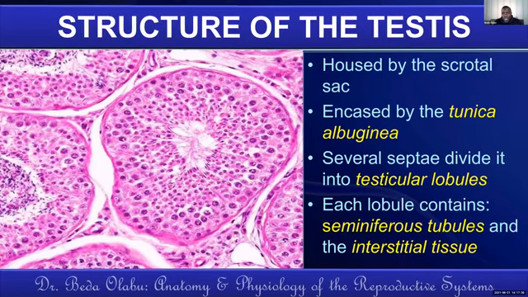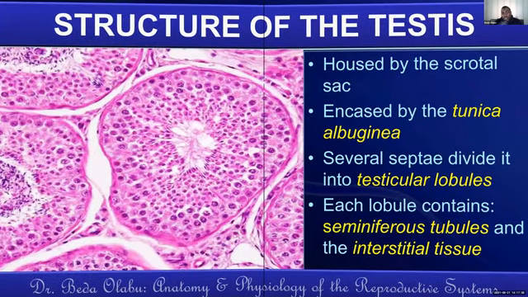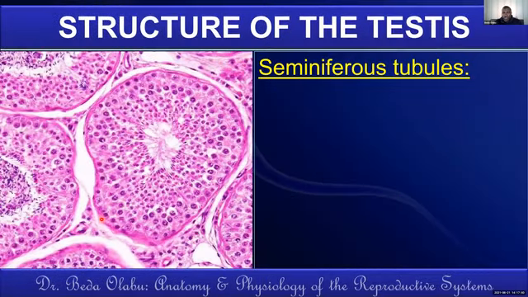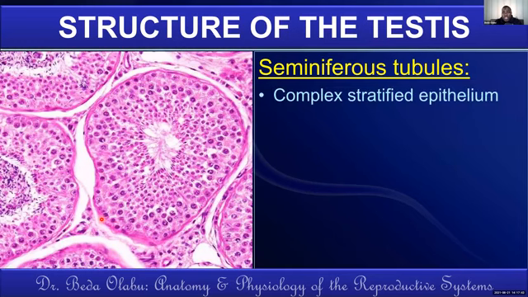So let's talk about the seminiferous tubule first. The seminiferous tubules of the testis are made up of complex stratified epithelium. I hope you do remember the parameters we check when you want to classify epithelium. We said you look at the number of cell layers, and because this one is more than one, we call it complex.